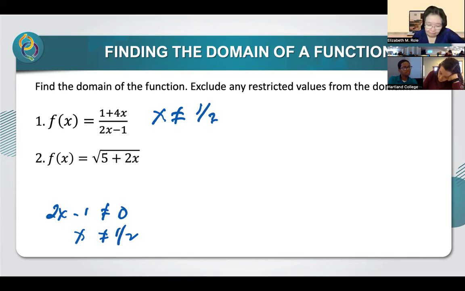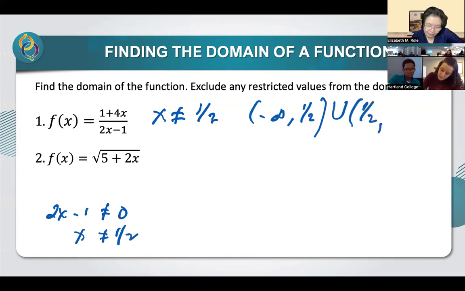Negative infinity. All right. Negative infinity, 1/2, but not including it. Half, not included, so you put a parenthesis. Then you say union. Okay? So always remember that, if it's a fraction, you put union. And then again, it is a parenthesis, 1/2 to positive infinity.